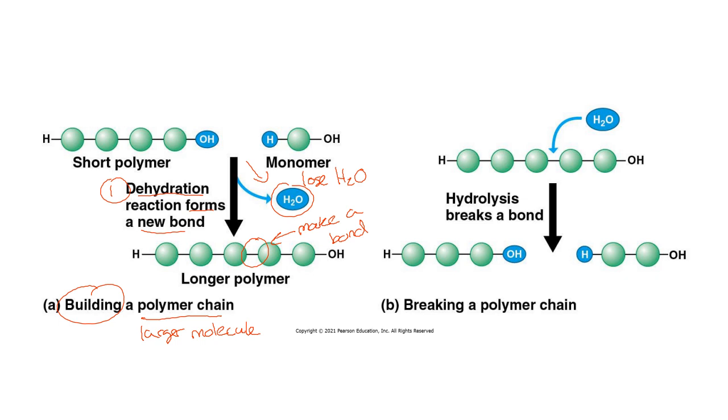Now, what happens on the other hand when you go through a hydrolysis reaction? Hydrolysis reactions are used to break a bond. So hydrolysis reactions are used to break a polymer chain. In other words, breaking a larger molecule. Okay, in this case, instead of losing, we gain water. So water is gained, right? As water is gained, boom, we are going to break a bond.